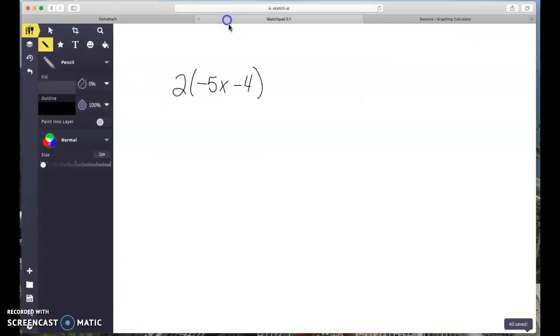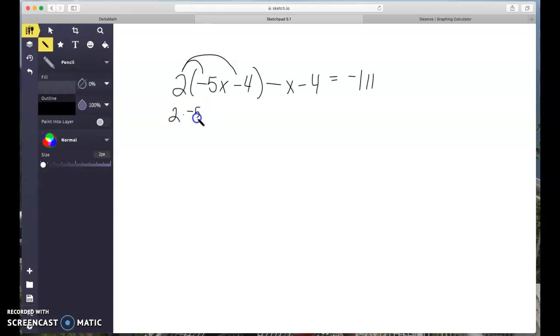Sorry, minus x minus 4 minus x minus 4 equals negative 111. All right, so solving this with distribution. Let's double check that I've written it correctly. I think it's good. Okay, so solving this with distribution, we're going to start off by distributing the 2 through.